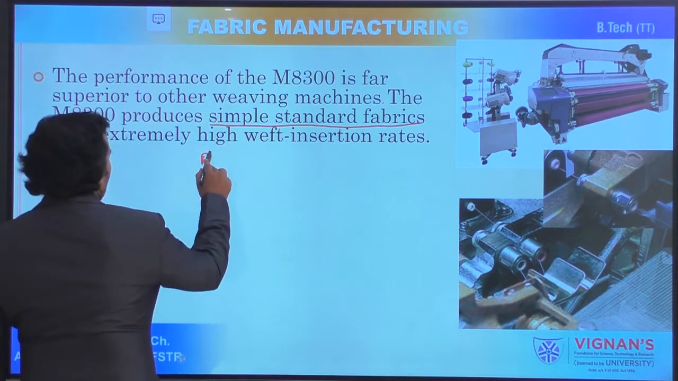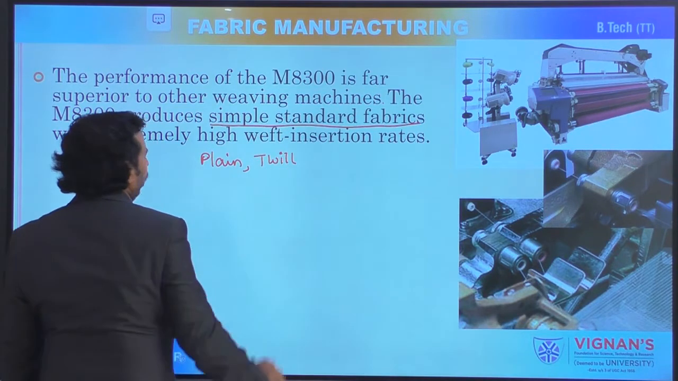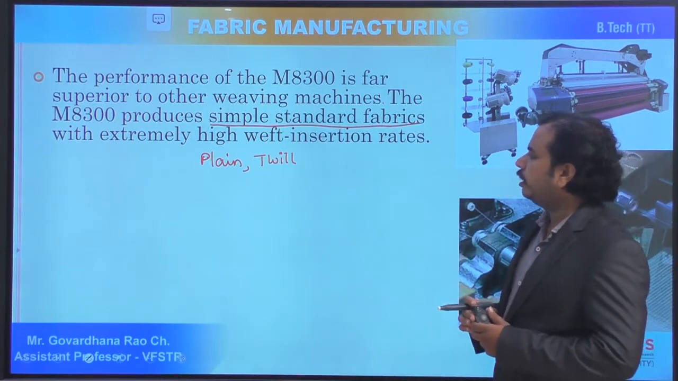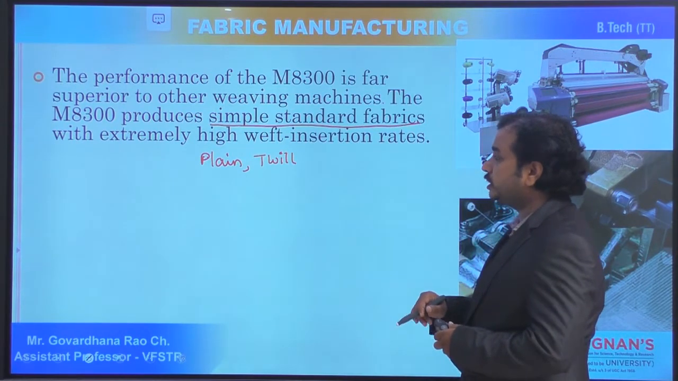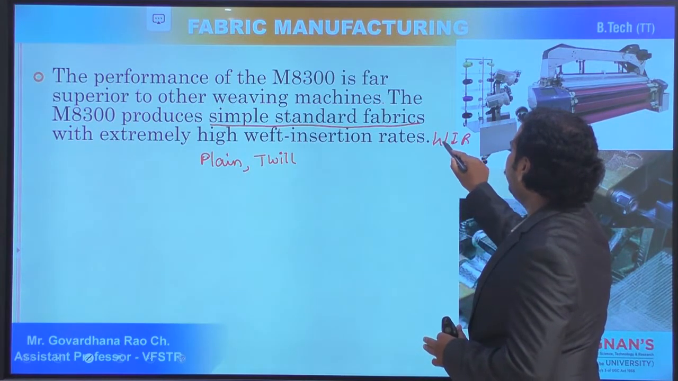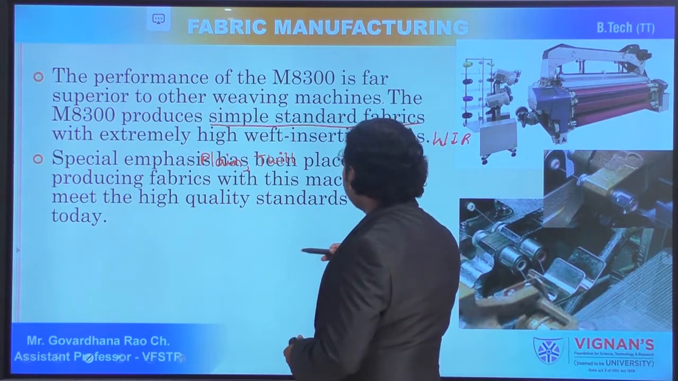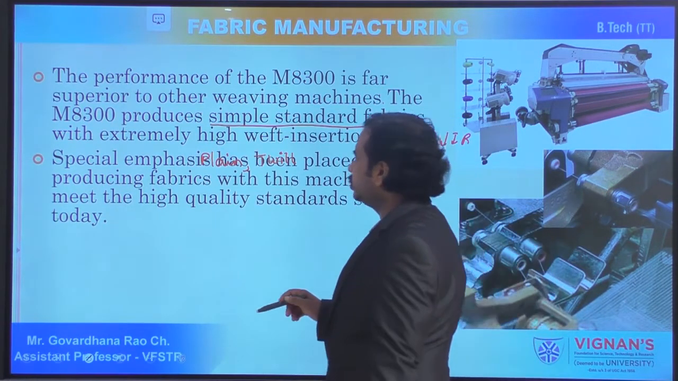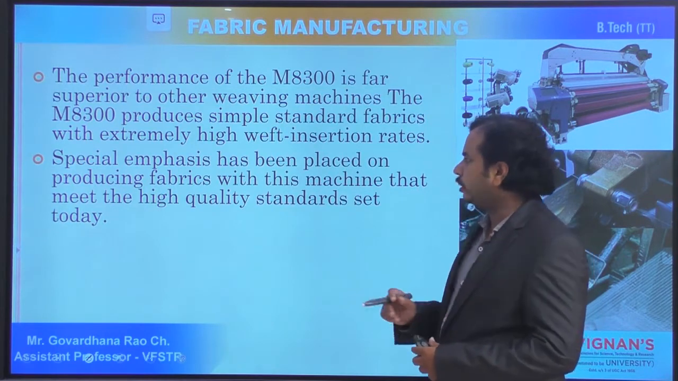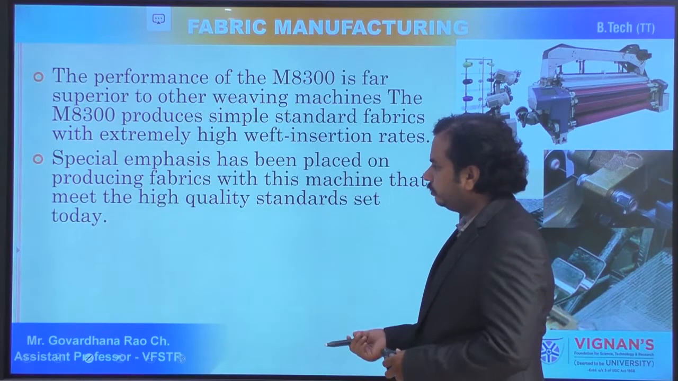That is like the plain weave, twill weaves, and sometimes satin weaves also. Okay, so the simple standard weaves are possible in case of the multiphase weaving technology with high weft insertion rates. High weft insertion rates, that is, high picks per minute. Okay, now emphasis has been placed on producing fabrics with these machines that meet the high quality demanded of fabrics today. Okay, so we are producing the fabrics with good quality even by considering all the factors.